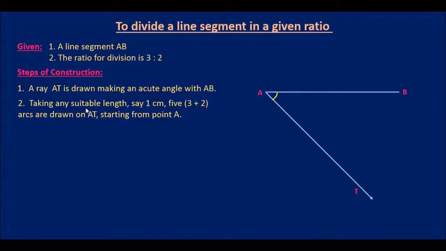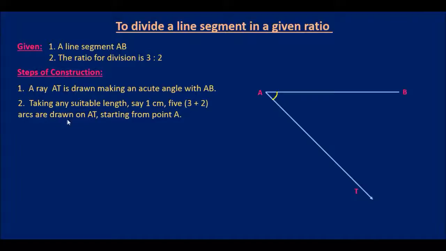Now taking any suitable length, say 1 centimeter, I have given this as an example. You can take any length of your choice which seems proper for your diagram. We draw 5 arcs. Why 5? You just add these two numbers. Whatever ratio is given to you, you add the two numbers to get the number of arcs that are to be drawn. Over here, since the ratio is 3:2, we will be drawing 5 arcs. 3 plus 2 is 5.